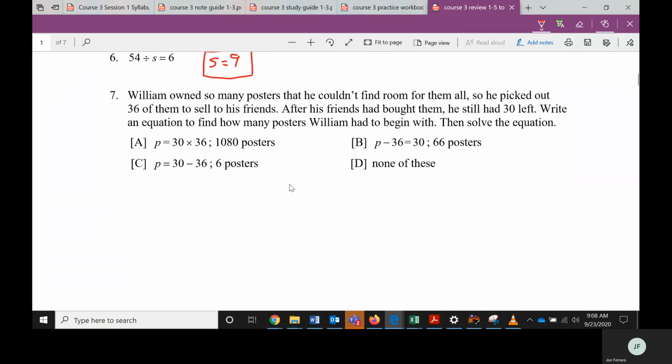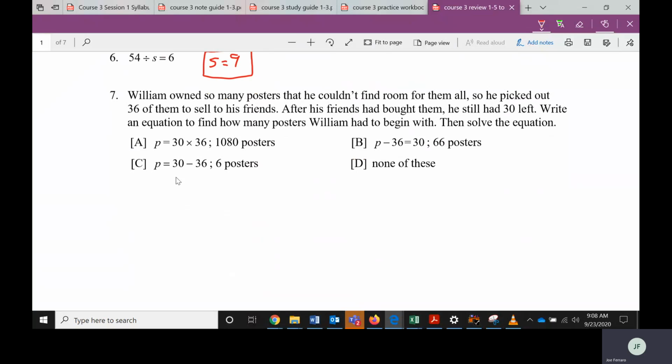Number 7 says William owned so many posters that he couldn't find room for all of them, so he picked out 36 of them to sell to his friends. After his friends had bought them, he still had 30 left. So write an equation to find how many posters William had to begin with, then solve the equation. So he sold 36 to his friends, and then he still had 30 left.